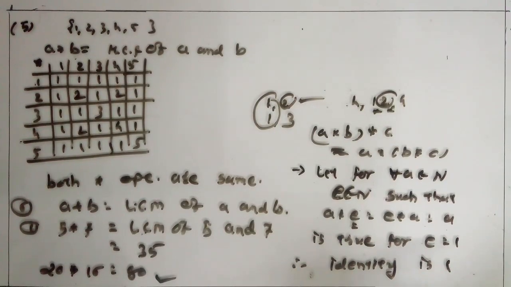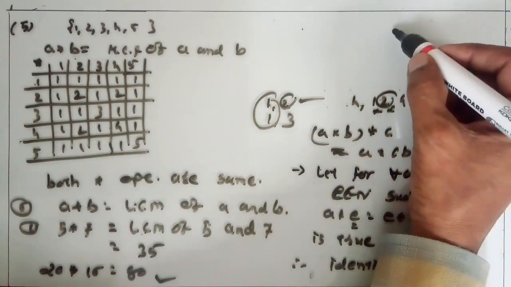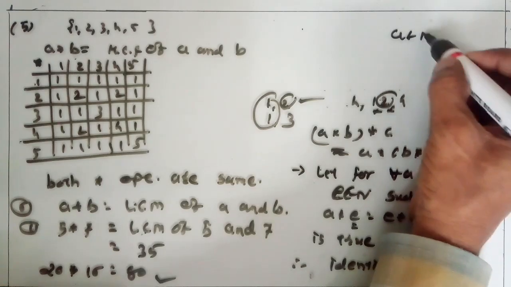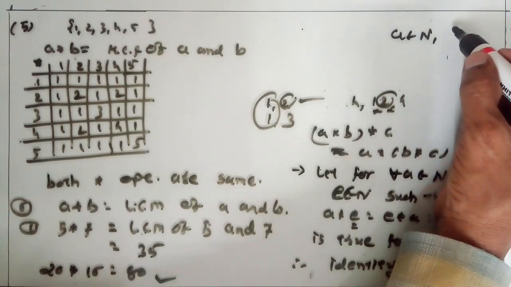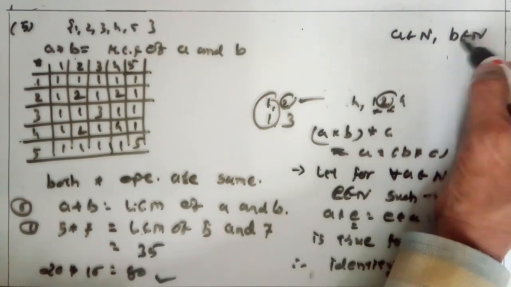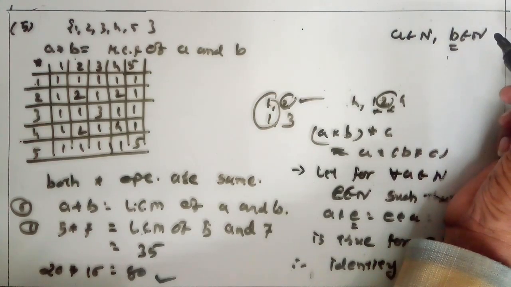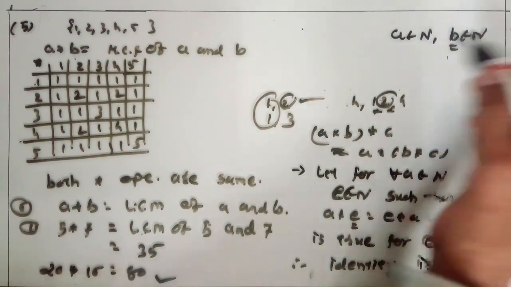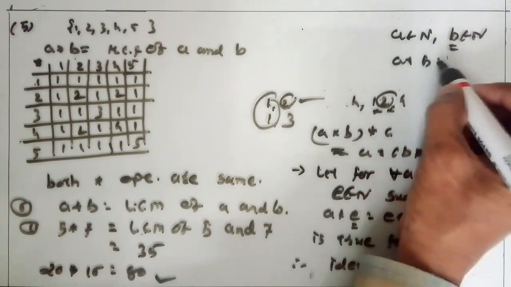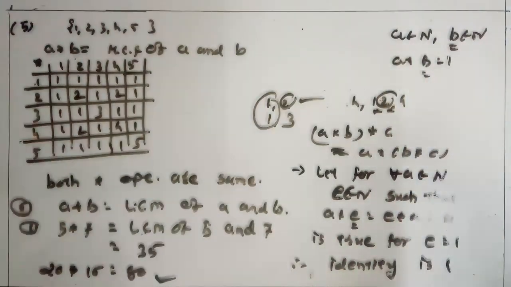Now next, which elements of N are invertible? If we think, for all A belongs to N, there exists a B belongs to N, that means B is selected as the inverse of A. So A star B is equal to 1, and this does not happen. The inverse of any element does not exist.